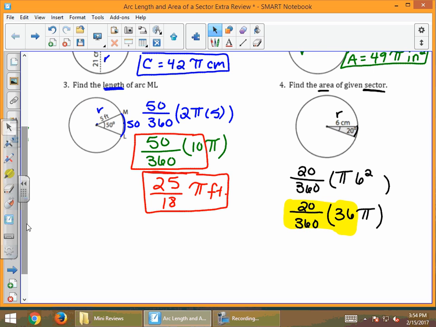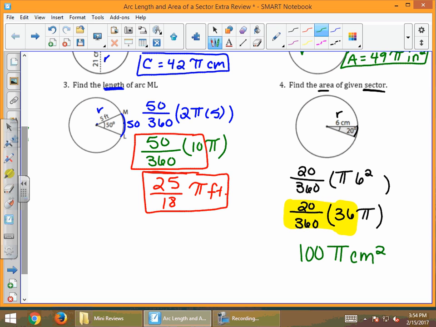So when you plug that in, you should get 100. If you don't get 100, please raise your hand. We'll help you with your calculator. And then make sure you tack on proper units. Centimeters, and you found area, so it's centimeters squared.